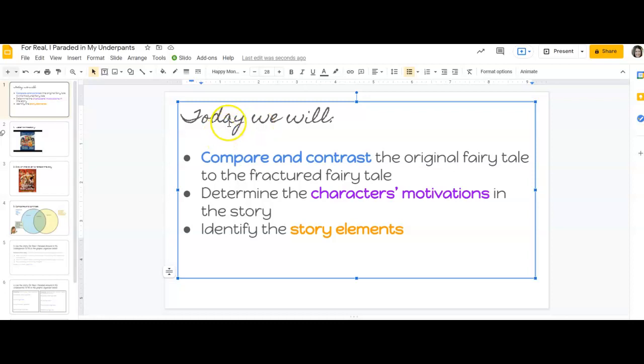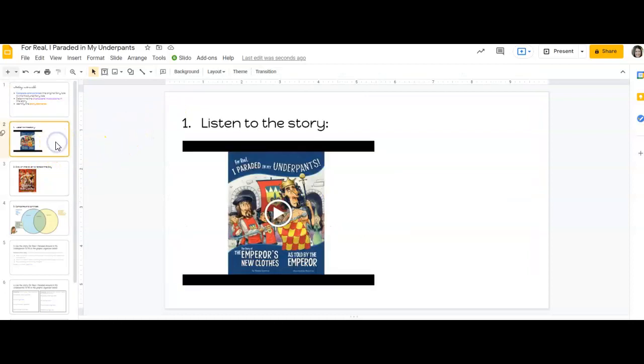Yesterday, we read the story, The Emperor's New Clothes, in the form of a play. Today, you're going to listen to a similar story, but from a different perspective. You're going to hear the story as told by the Emperor. The story title is For Real, I Paraded in My Underpants.